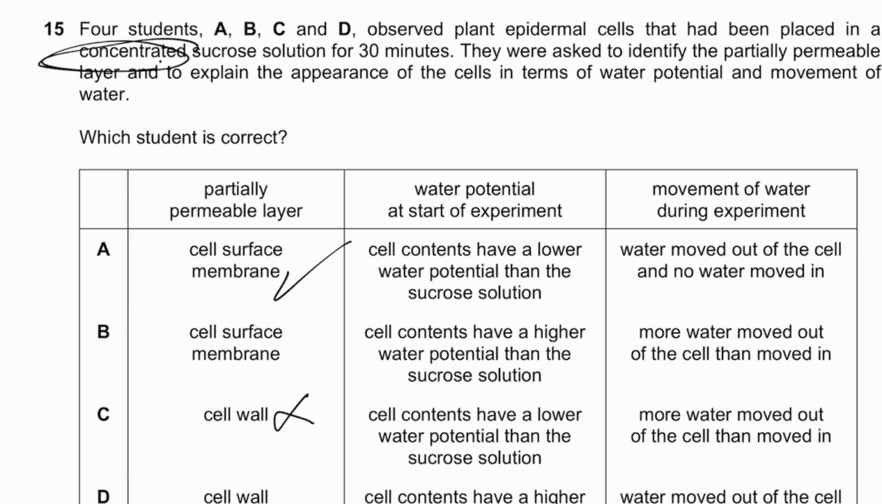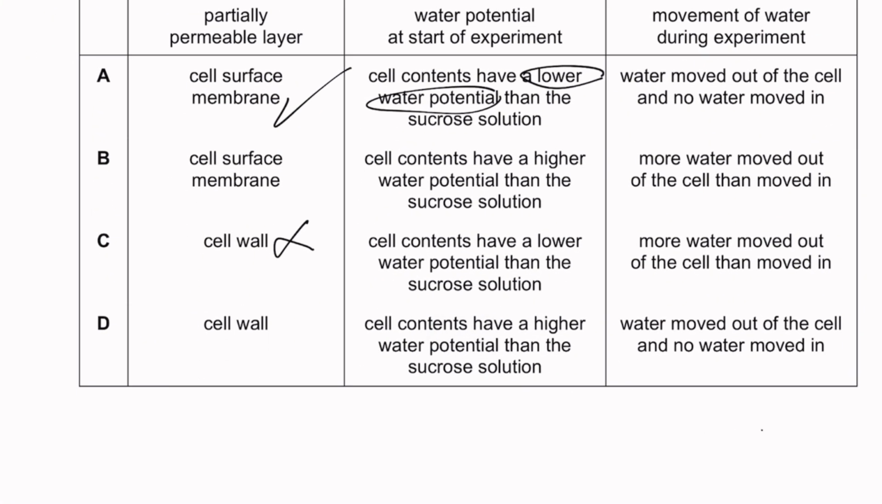Okay, so we have a lower water potential. Why would water move out of the cell? Remember, in such scenarios, I would like to draw. Okay, so this is, let's say, the plant cell.